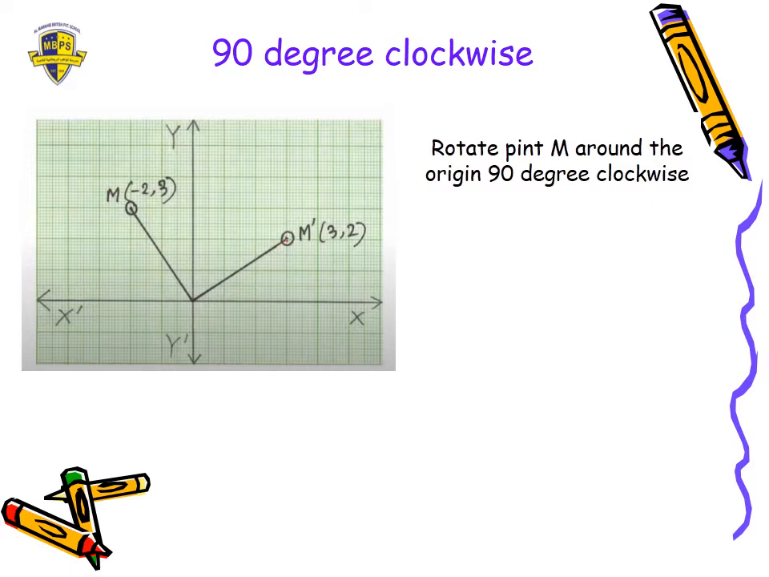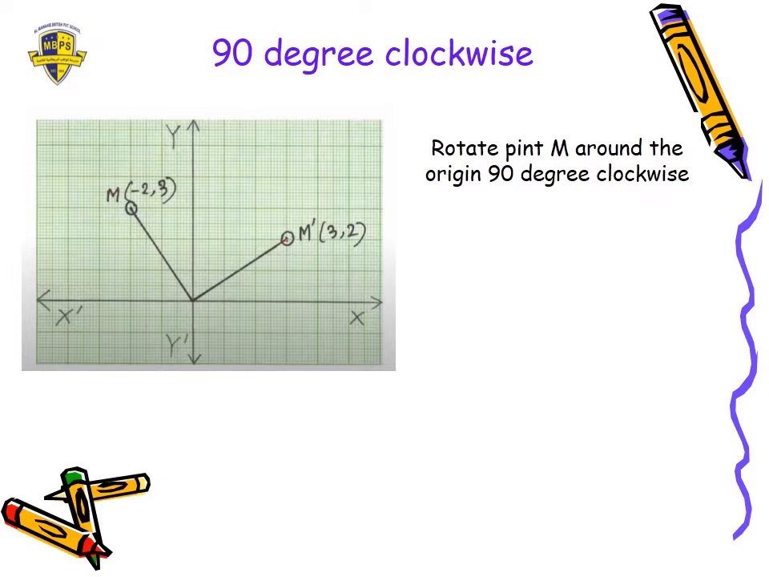Now let's start to learn how we can rotate shapes. First, we will study how we can rotate 90 degree clockwise. All of you, look at point M. What's the coordinate for M? Excellent, -3 and 2. It's written.